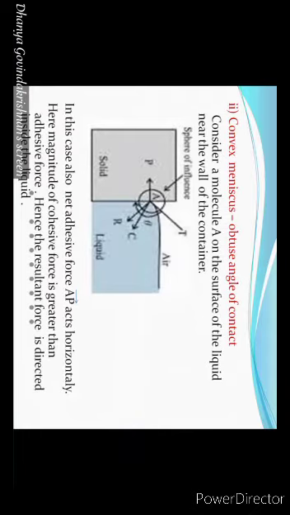Let us see again. In this case, net adhesive force AP acts horizontally and the magnitude of cohesive force is greater than adhesive force. So the resultant is directed inside the liquid. It shifts towards AC. So AR shifts towards AC, which is inside the liquid. And for AR and AT to be perpendicular to each other, the liquid creeps down at the point of contact with the solid.